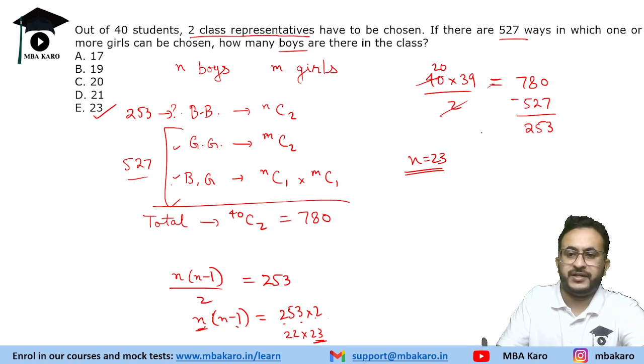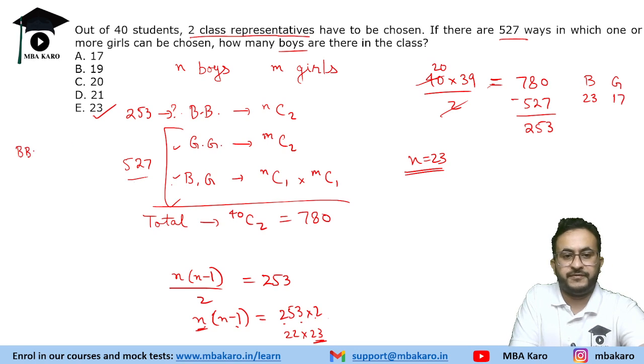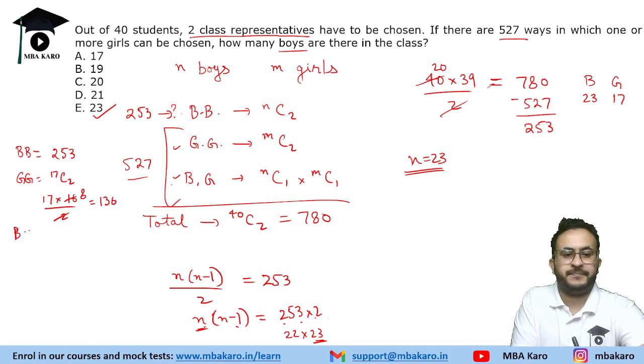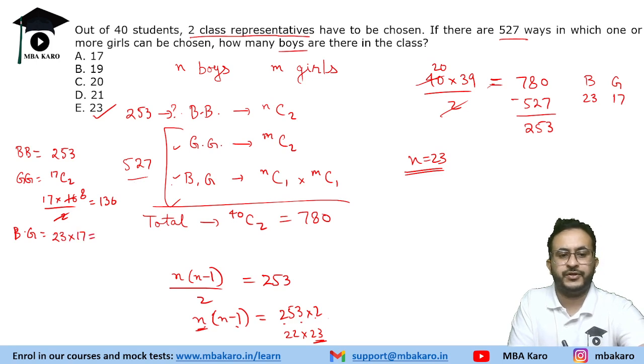So if we say boys are 23 and girls are 17. Boy selection कितने हो जाएंगे? We already know 253. Girl selection will be 17C2, 17 into 16 by 2, which is 136. And boy-girl selection will be one boy select करना है 23 ways and girl select करनी है 17 ways. So this will be 391.